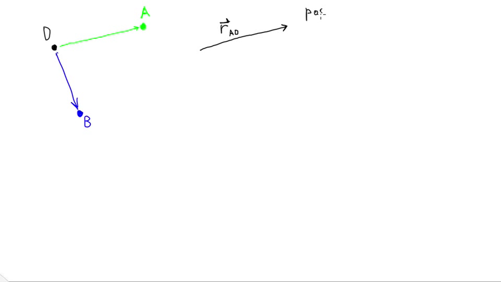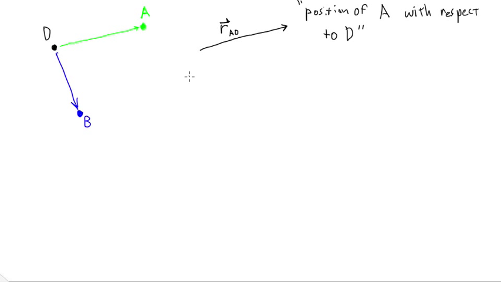So, position of A, which is Alice, but I think we can remember that, with respect to D. Okay, and that's how you would read it. Position of A with respect to D.